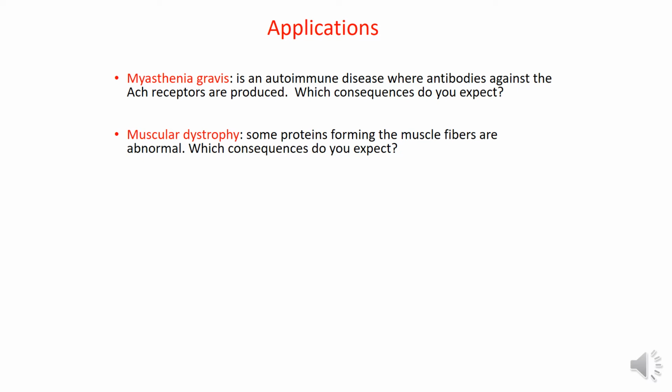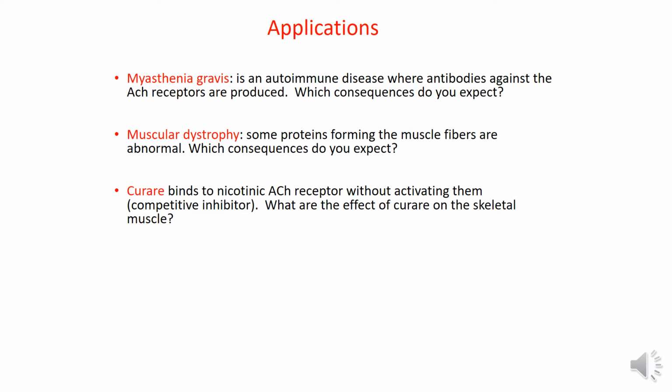Some applications: we have myasthenia gravis. It is an autoimmune disease characterized by the formation of antibodies against the cholinergic receptor. It produces muscle weakness. Muscular dystrophy is an abnormality or mutation in the dystrophin protein, which brings the tension created in the sarcomere and transmits it to the sarcolemma of the muscle fiber.